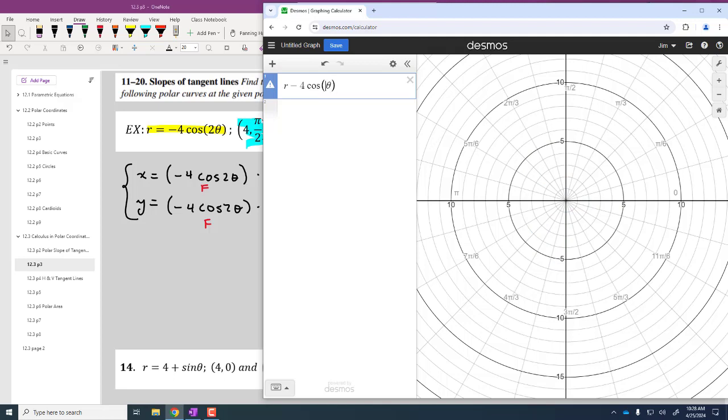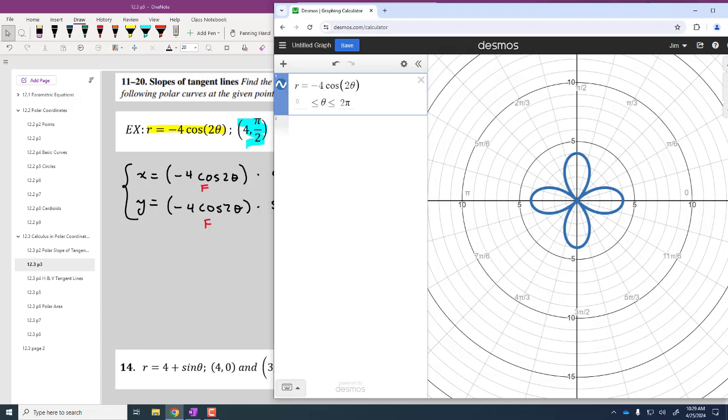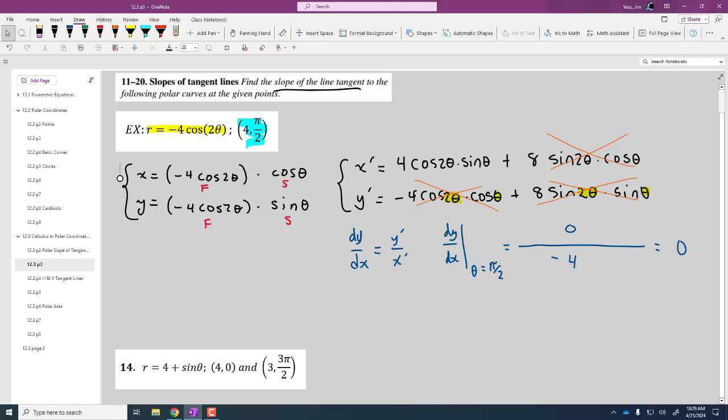So if we look at the graph of that one, r equals negative 4 cosine of 2 theta. Let's figure out where we are. If we want to figure out where we are, we look at the original function. So when theta is pi over 2, well, this should just give us 4, right? If we plug in pi over 2, we get cosine of pi, which is negative 1. Negative 1 times negative 4 is the 4. So 4 comma pi over 2.